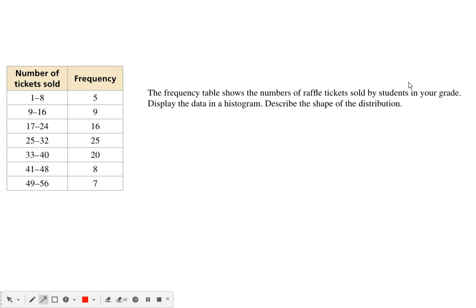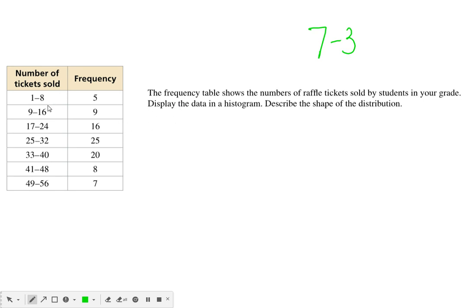You can see that this is a frequency table, and it shows the number of raffle tickets sold by students in your grade. This is just an example. This is our first example question in section 7-3. This is what corresponds to our textbook, or your workbook, and you can get some examples in your workbook that we will discuss more in the future. But this is a frequency table.